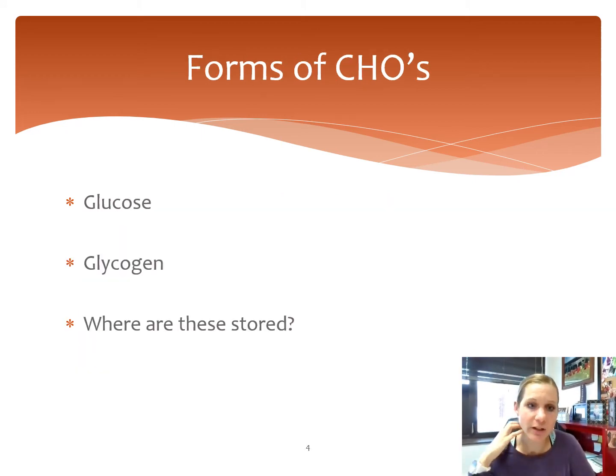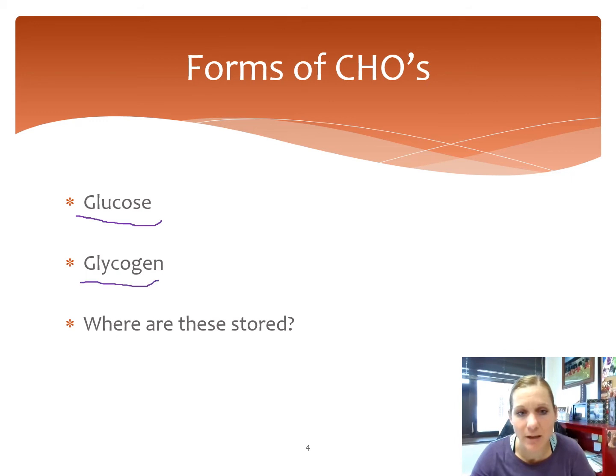Okay, so let's take a look at the different forms of carbohydrates. We have glucose and glycogen. Glucose, as you might remember from our metabolism units, is basically our most simple sugar, and glycogen is made up of many sugar molecules linked together. Glycogen is our storage form: it links a bunch of those glucose molecules together and allows us to store them in various places.